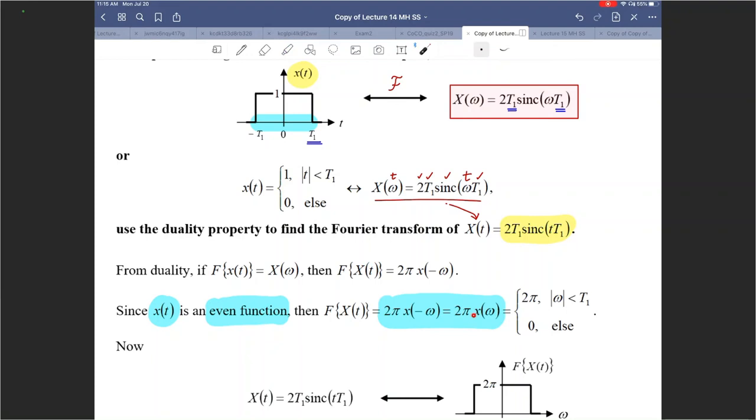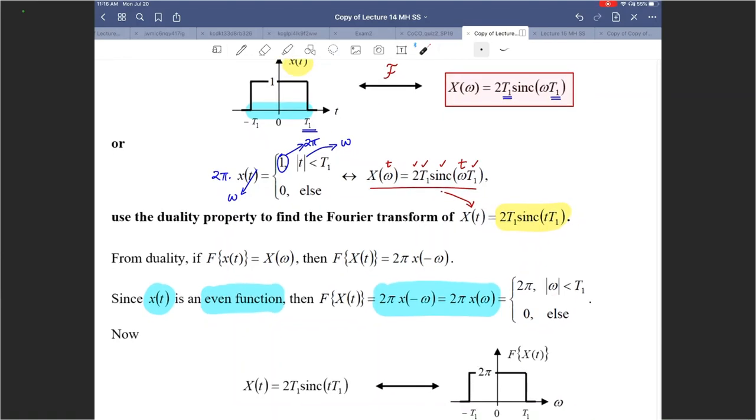What is 2 pi small x of omega? Well, first we make this 2 pi and change the variable to omega. So if you multiply by 2 pi, this becomes 2 pi and this becomes omega. Everything else will remain as is. Maybe I move this a little bit out. Using those changes, we have written 2 pi x of omega as 2 pi when omega is between minus t1 and t1, 0 otherwise.